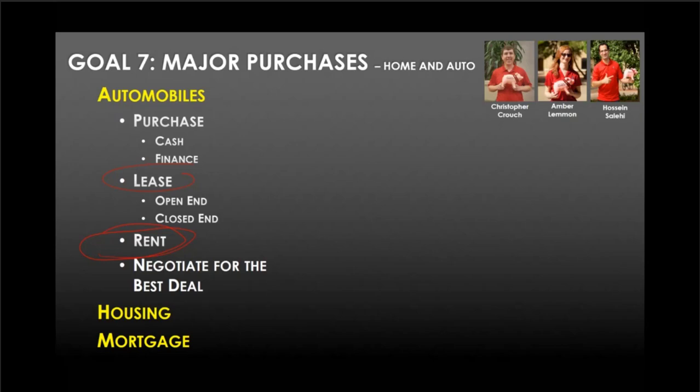So if you're going to purchase it, you can go with either cash or financing. Now, which one's more expensive? Please don't get this wrong. Financing, thank you. So financing is always going to be more expensive than buying with cash, right? You have to pay interest.